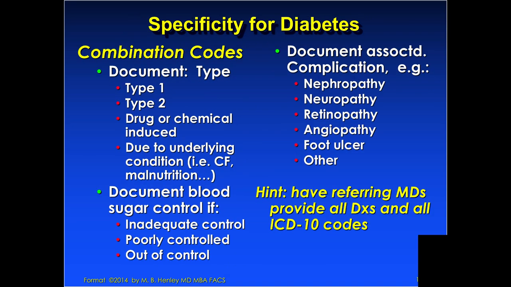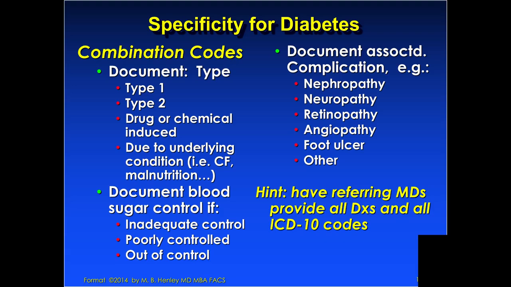As I said earlier, there are combination codes, and diabetes is one of them. You have to document in diabetes whether this is type 1, type 2. There are also diabetes that are induced by chemicals or drugs, or whether they're due to an underlying condition such as malnutrition or cystic fibrosis. You need to document whether there's any associated complications such as nephropathy, neuropathy, retinopathy, angiopathy, foot ulcer. And if they have two of those, it requires two separate ICD-10 codes. So you'd have diabetes type 2 with neuropathy and diabetes type 2 with retinopathy.